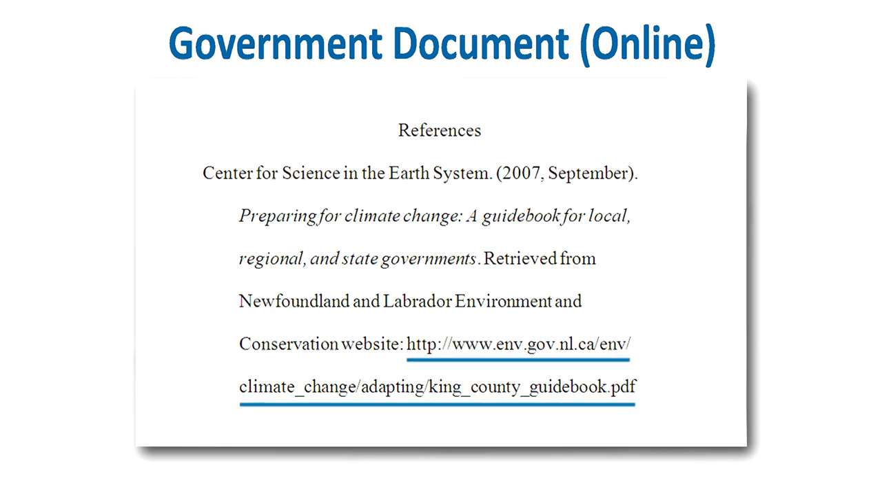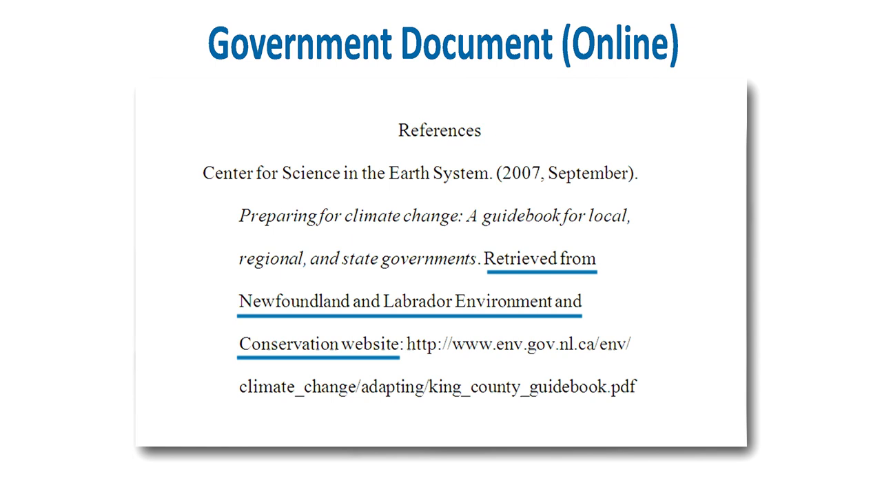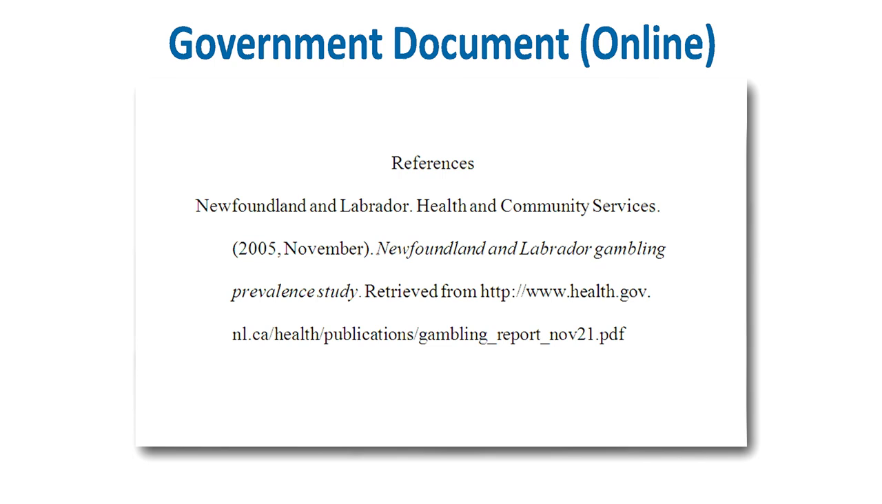Instead, copy and paste the URL that links directly to the document. The URL should not be hyperlinked or underlined, and should be the same font as the rest of the reference. Identify the publisher as part of the retrieval statement. However, if the author is also the publisher, you don't include the publisher in the retrieval statement. For example, this document was on the Newfoundland and Labrador Health and Community Services website, but we already named them as the author.